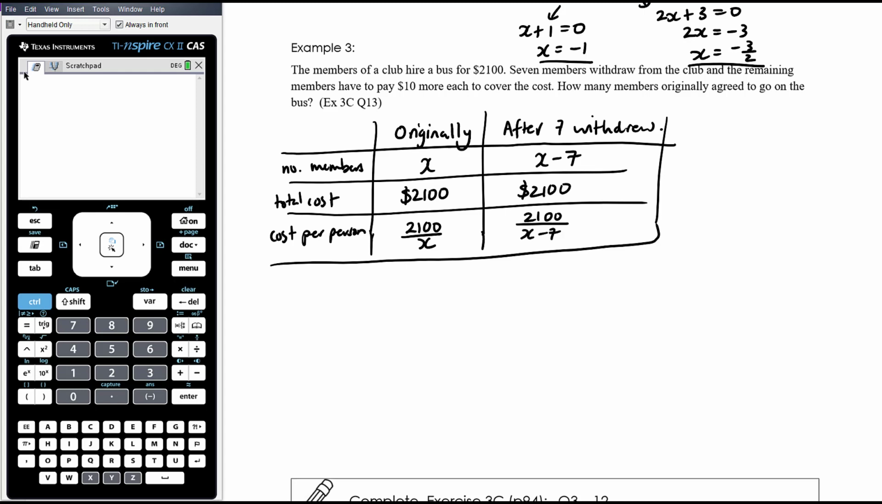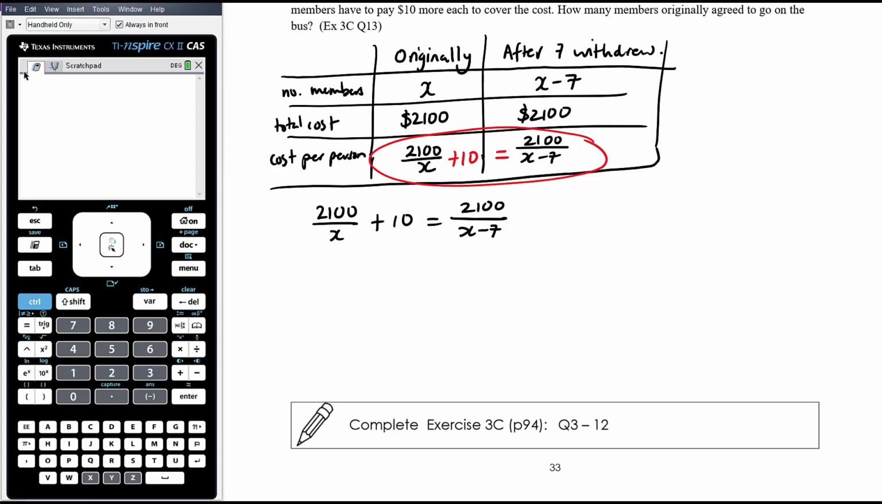Okay, so we know that this new cost is $10 more than the original cost. So there's our equation. 2,100 on x, the original cost, plus $10 is the new cost. Okay, it's an equation involving fractions. Let's focus on common denominator. This is going to be an ugly line, but it's worth it to get things right, and then it'll be simple after that. So the denominators are x and x minus 7. So x times x minus 7 is the common denominator.